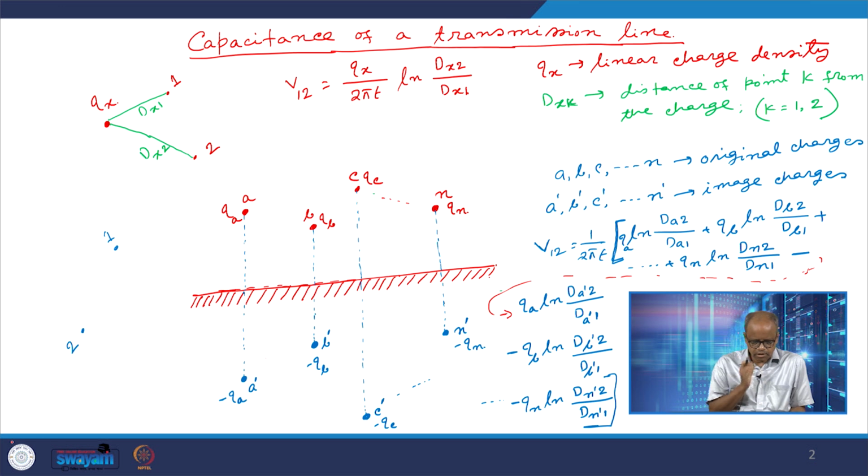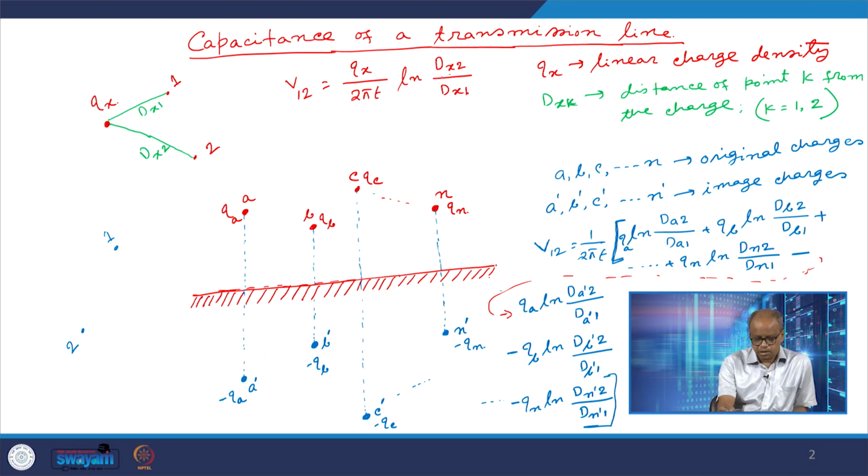So, what we did was, we said that if I have a charge qx, basically this qx is nothing but the linear charge density, and if I have any 2 points, point 1 and point 2, and the distance of point 1 from the charge qx is dx1, and the distance of point 2 from the charge qx is dx2, then the potential between these 2 points, V12, is given by qx by 2 pi epsilon into log dx2 by dx1, where epsilon is the permittivity of the medium.